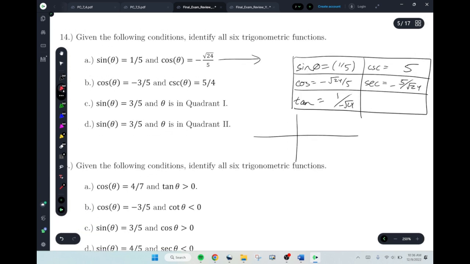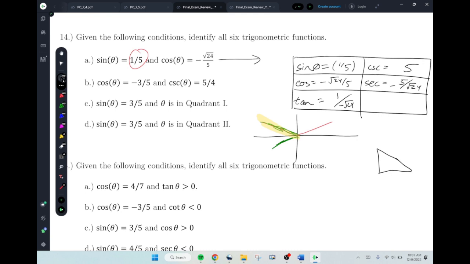Also, sine is 1/5. What quadrant is that in? The first or the second one. Good catch. Cosine is negative 24 over 5. Where is that at? The second or the third one, because it's a negative x value, right? So where is this thing definitely at? There. So that makes it that triangle, and that's how we know. So figure out tangent and boom.